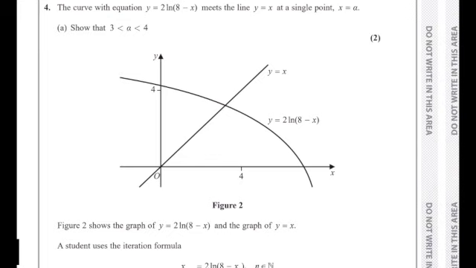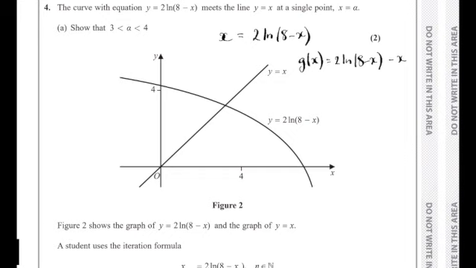So if the curve y also meets the line y equals x, then we can say that x meets the line 2 ln(8 minus x), but I think it'd be much better to write that as a new function, which we call g of x, equal to 2 ln(8 minus x) take away x.